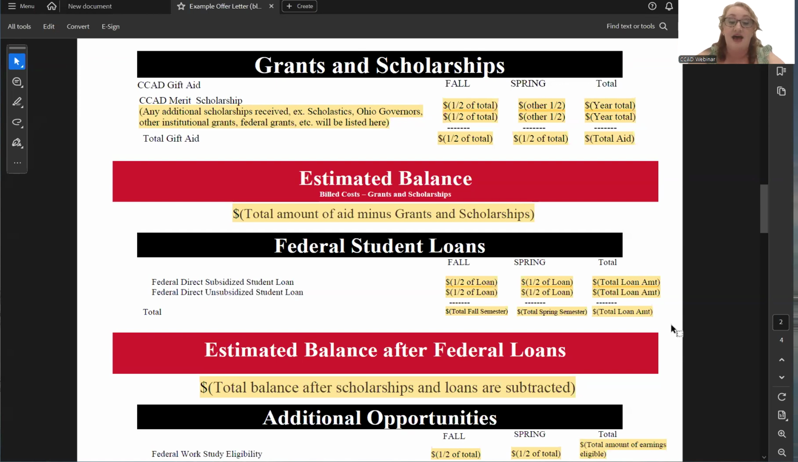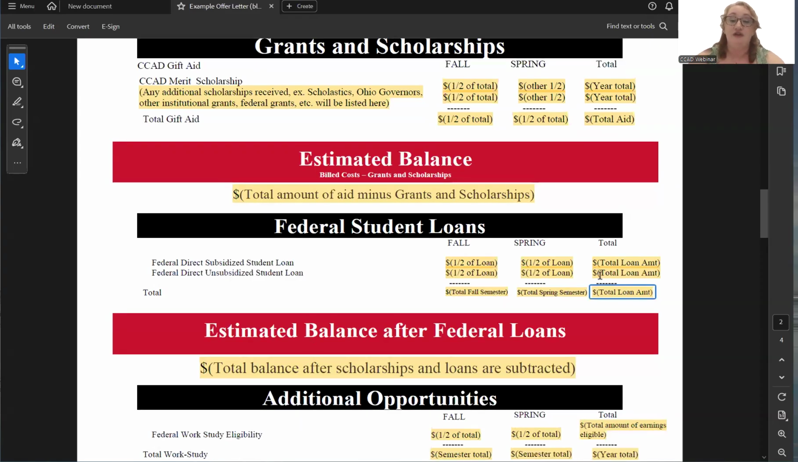Please keep in mind that if you decide to borrow the federal student loans, that is going to be in the student's name. We'll talk a little bit more about that as well, all right? Now, if you decide to take out the loans, usually because we're doing the math for you, we're going to assume you take out both loans. Again, you don't have to, but assuming you do, you're going to subtract the total loan amount from the estimated balance, and that's where we get the total balance after scholarships and loans are subtracted, okay? And it's going to show up here.